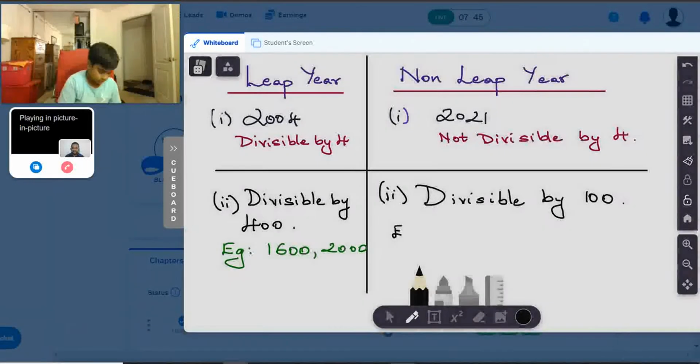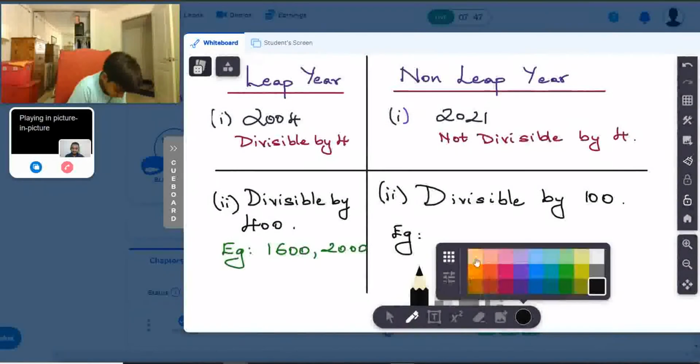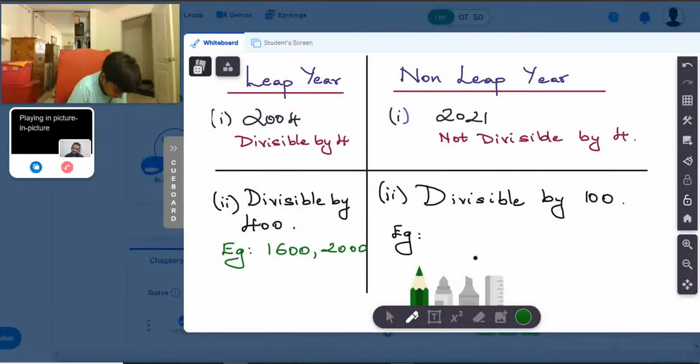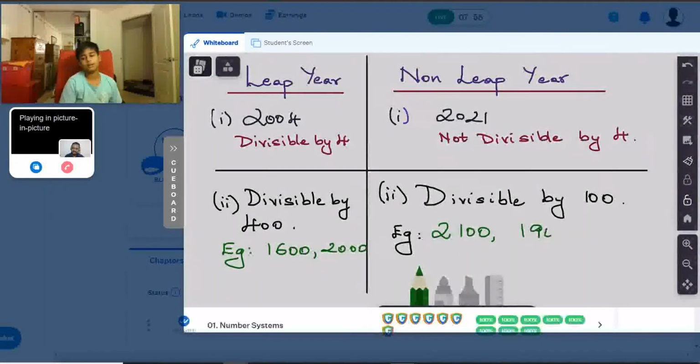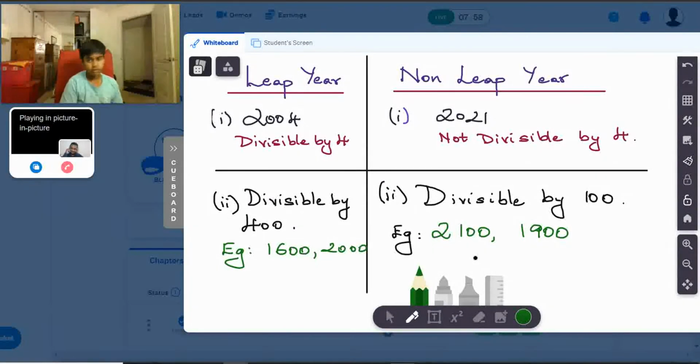For example, 2100, 900. These are not leap years. So you can take a picture of it. This is all about leap years.